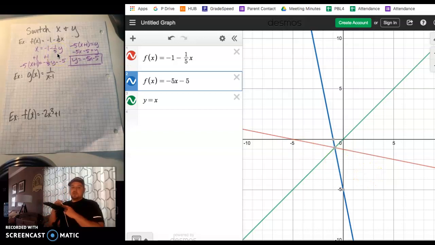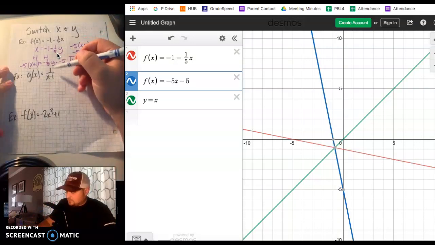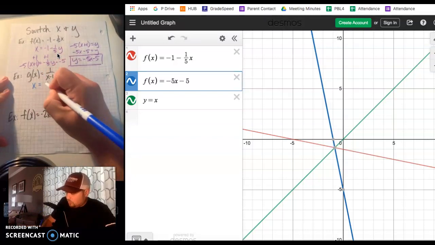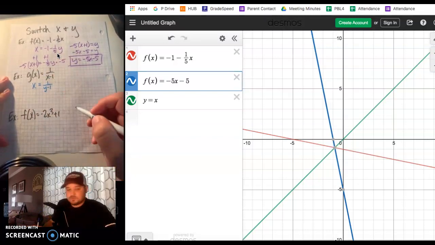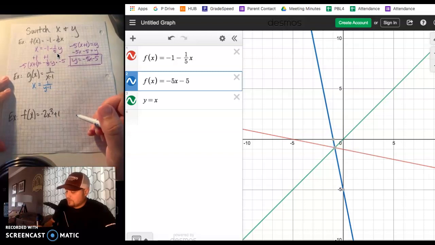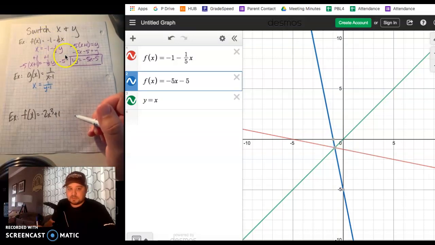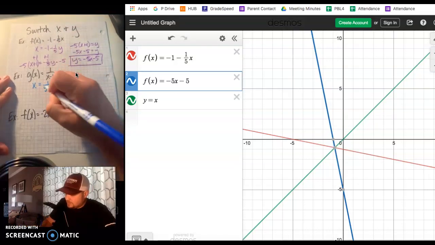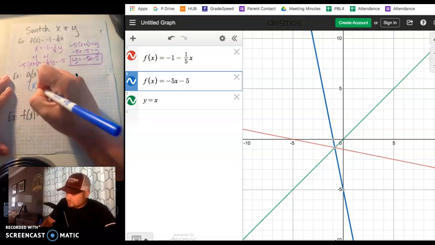So the next problem is a rational function, as we'll see when we graph this example. But I'm going to work it the same way. I'm going to switch x and y, and then I'm going to solve for y. How would I get y by itself here? Well, the first thing I need to do is flip both sides upside down, so I'm going to take the inverse of both sides.